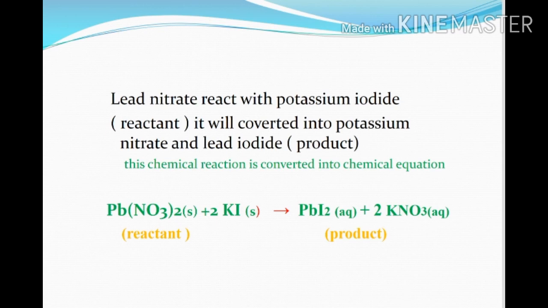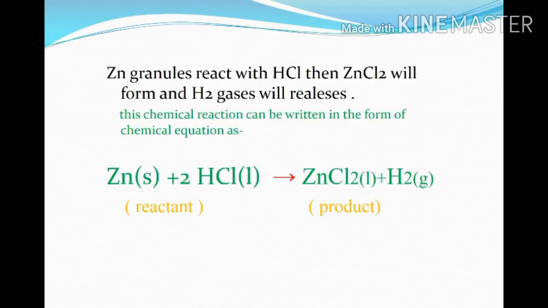Clear? Reactant entities are given on the left hand side of the arrow and product entities are given on the right hand side of the arrow. That is the main point you should understand. Okay, now see another example of a reaction. A zinc granule reacts with hydrochloric acid and they form ZnCl2 and a gas is released that is called hydrogen.